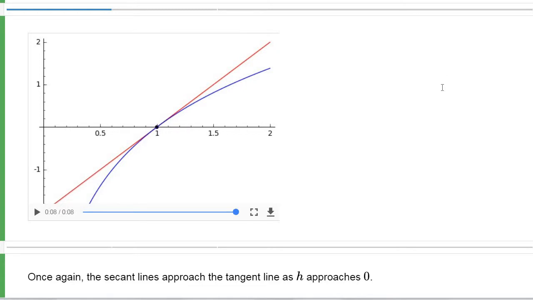So from the left or from the right, we see the same picture. When you make a secant line and you make your second point closer and closer to your point of tangency, there's this limiting line, the tangent line, that it approaches.